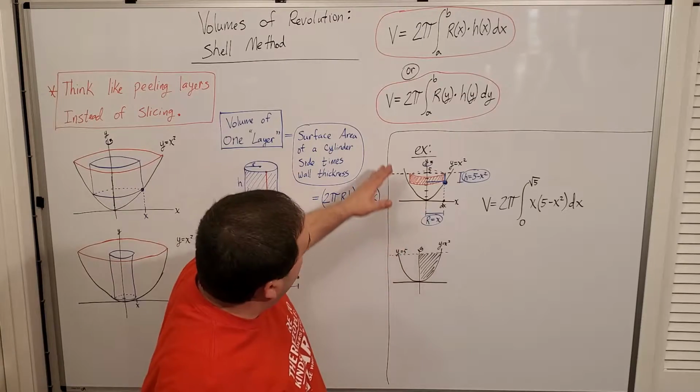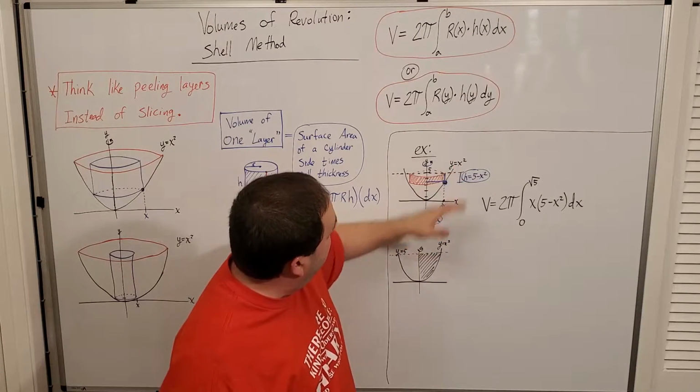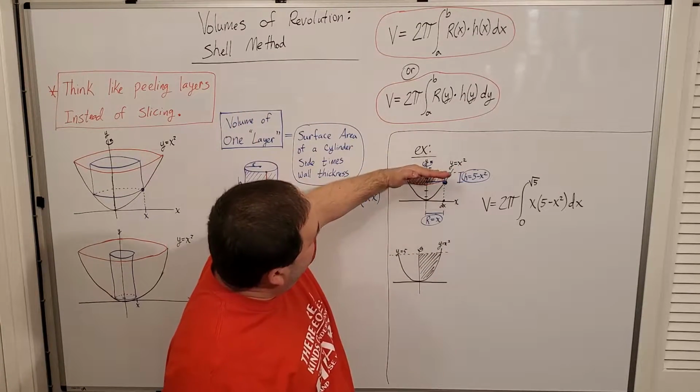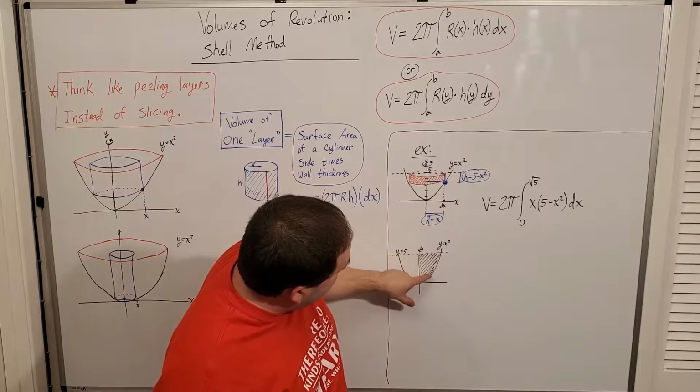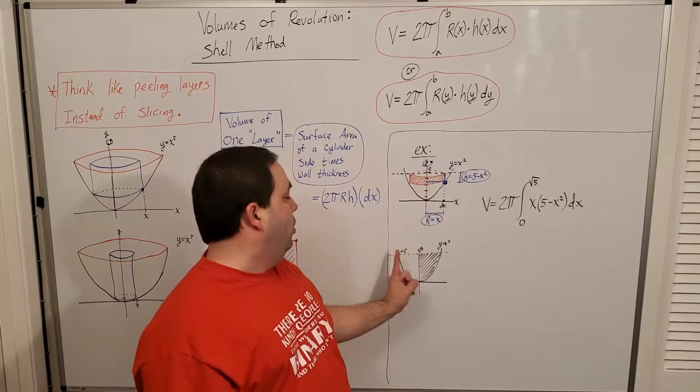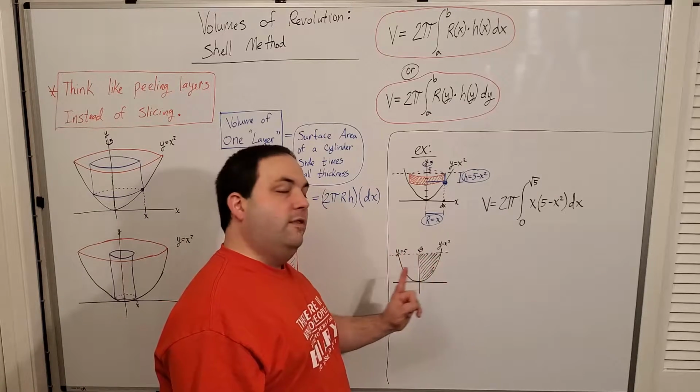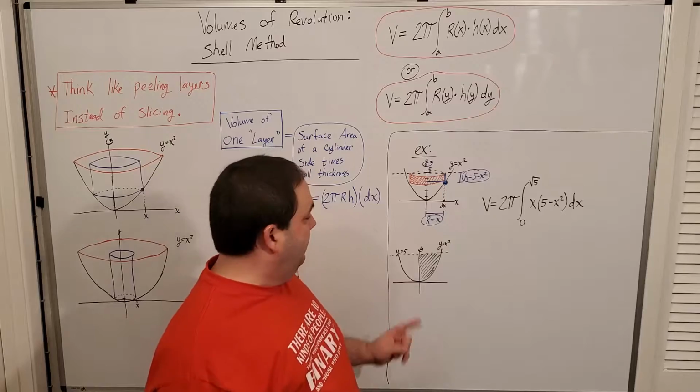Okay? So I've got an example just like that one here. I've got the parabola y equals x squared. I've cut off the top at y equals 5. And so I've got this region trapped, and I want to rotate it around the y-axis, okay?